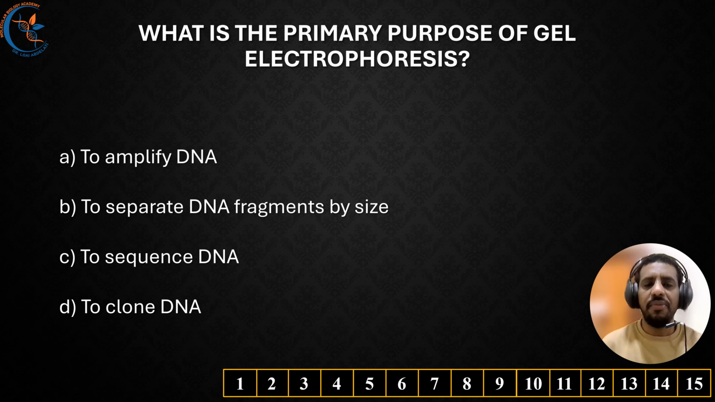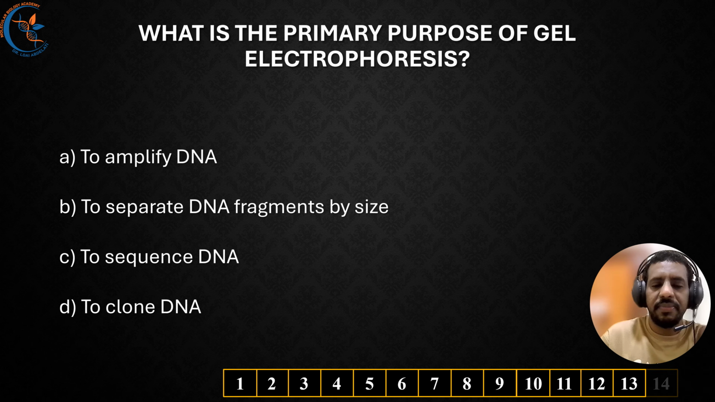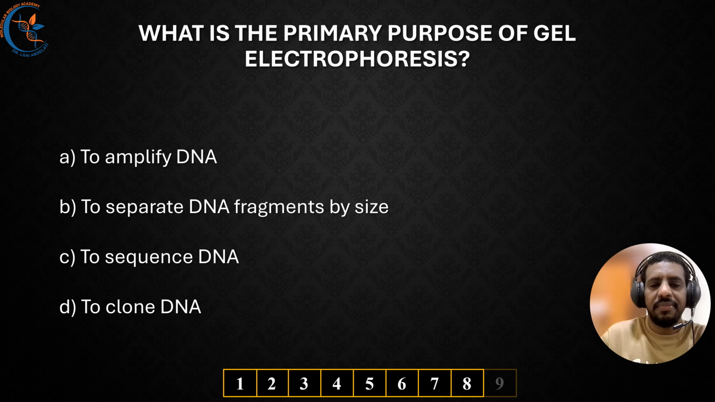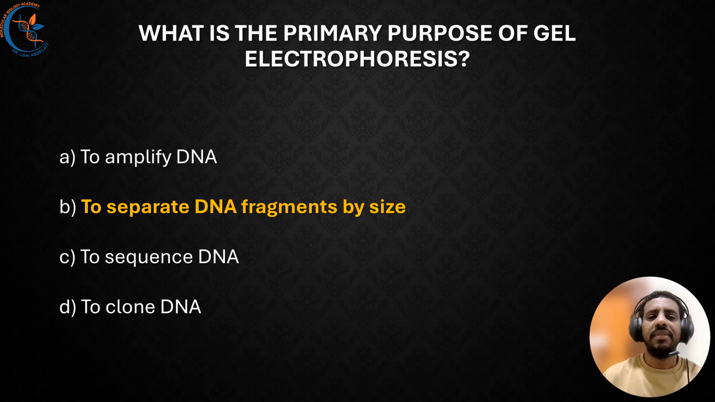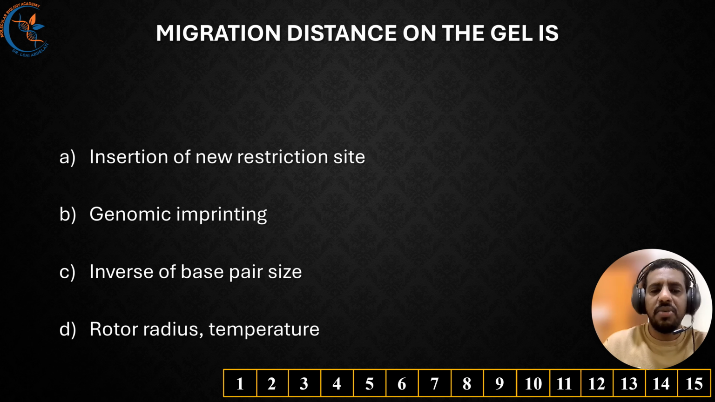So the first question we have today: what is the primary purpose of gel electrophoresis? Actually, gel electrophoresis is used to separate DNA, RNA, or proteins based on their size and charge. So the correct answer here is to separate DNA fragments by size, all right? All right, the second question here.